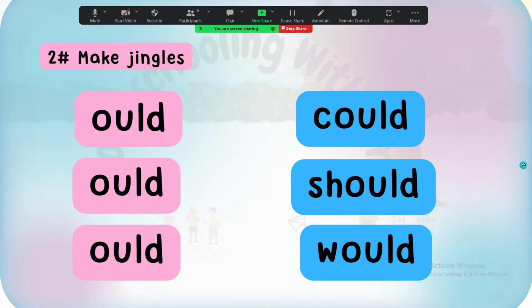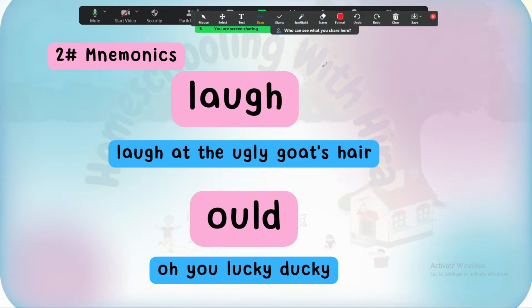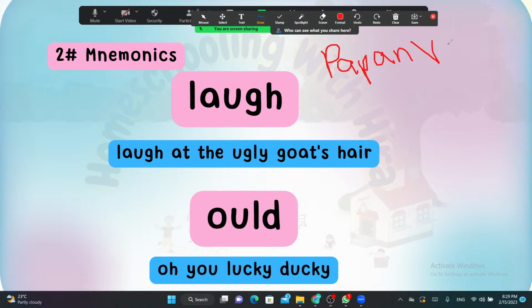Another method is making mnemonics. Mnemonics are a group of letters or even words that help us recall a concept or memorize the spelling. For example, let me give you a very famous mnemonic: Papa and Vic. This is the mnemonic for parts of speech. P for pronouns, A for adjective, P for preposition, A for adverb, N for noun, V for verb, I for interjection, C for conjunction. So all parts of speech are here.